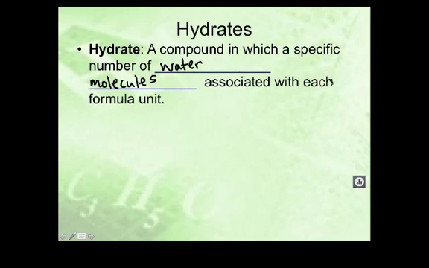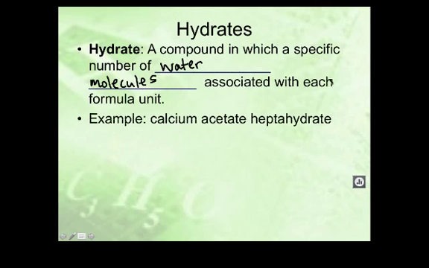So let's look at an example. This one is calcium acetate heptahydrate. What's hepta? Is it 7? 7, right. So what this means is that in the crystal structure of calcium acetate, there are 7 water molecules associated with that particular crystal structure. That makes it more stable.